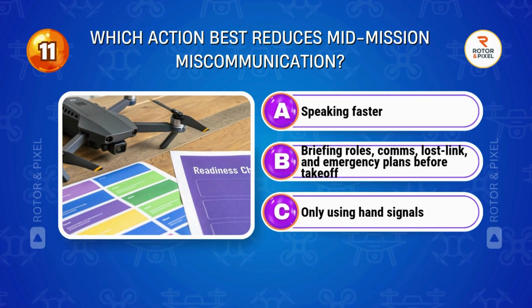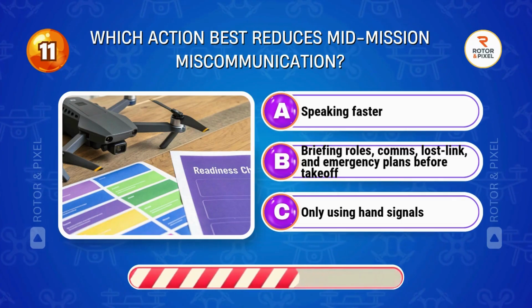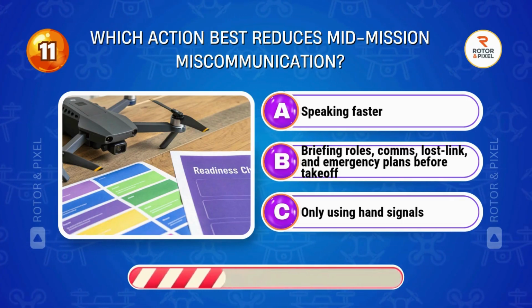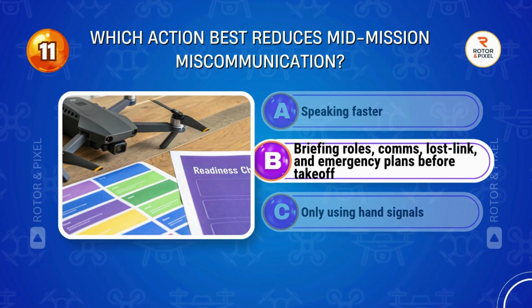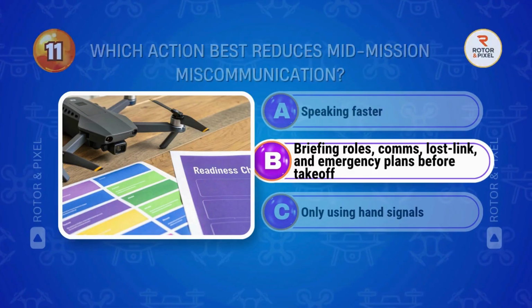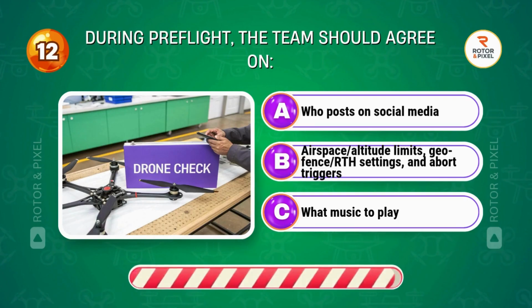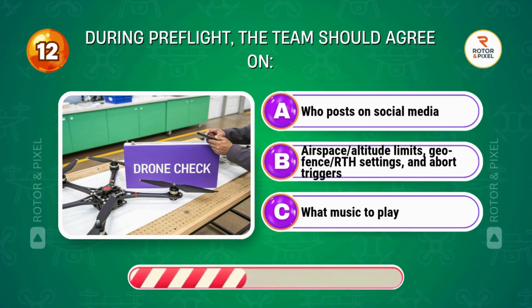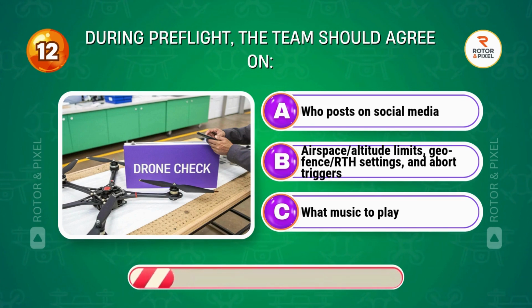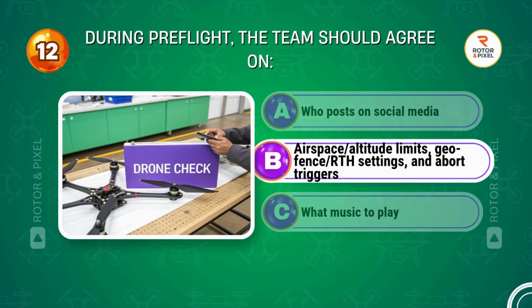Which action best reduces mid-mission miscommunication? Answer B, briefing roles, comms, lost link, and emergency plans before takeoff. During pre-flight, the team should agree on... Answer B, airspace/altitude limits, geofence/RTH settings, and abort triggers.